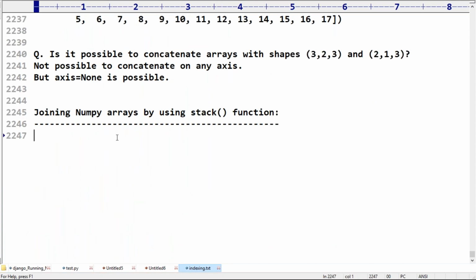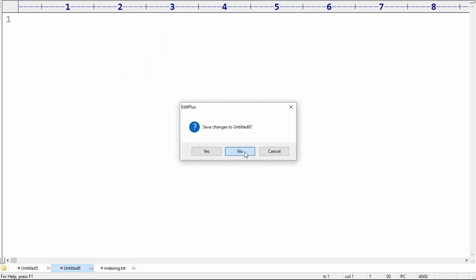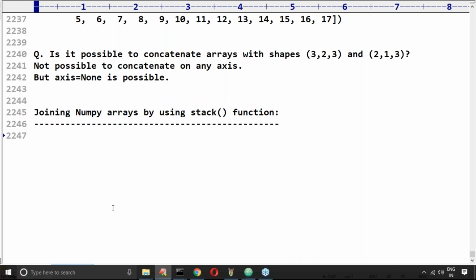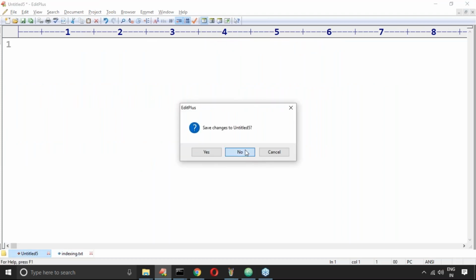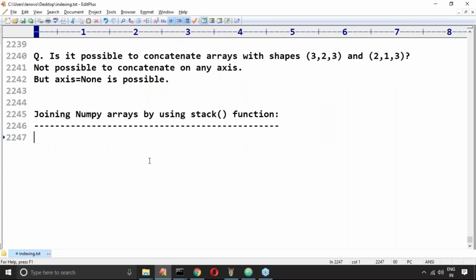Concatenation, are you feeling comfortable? Please confirm. Whatever we covered in the last session about concatenation, are you feeling comfortable about that? The reason is, if you understand concatenation properly, then you are going to understand the stack mechanism clearly.